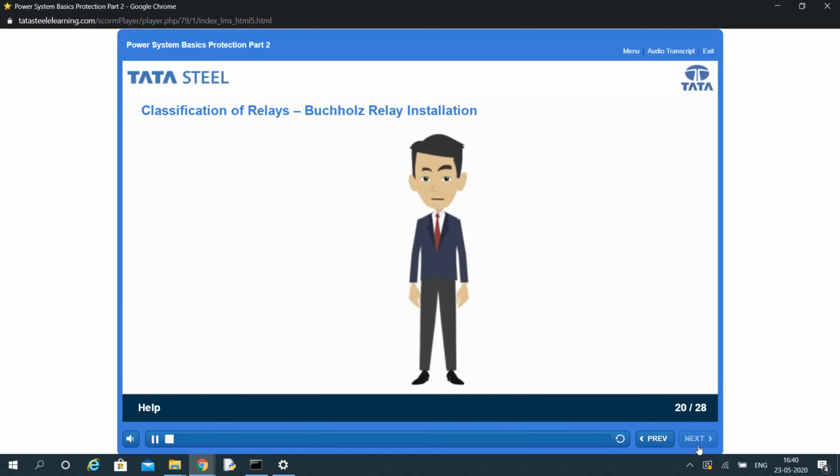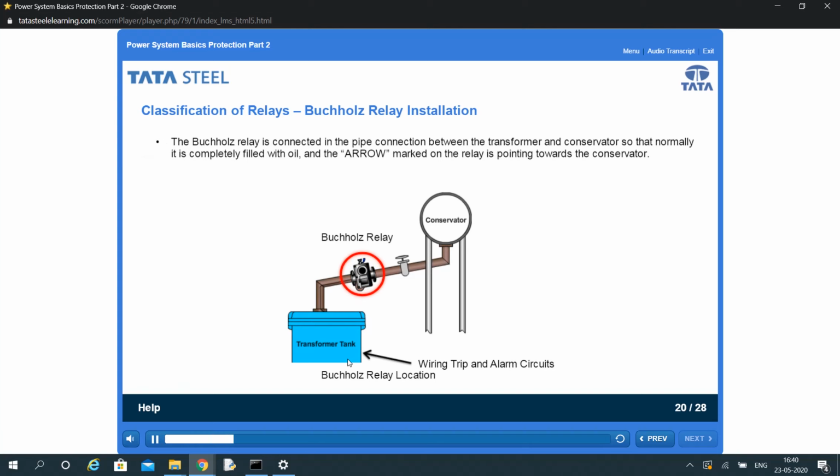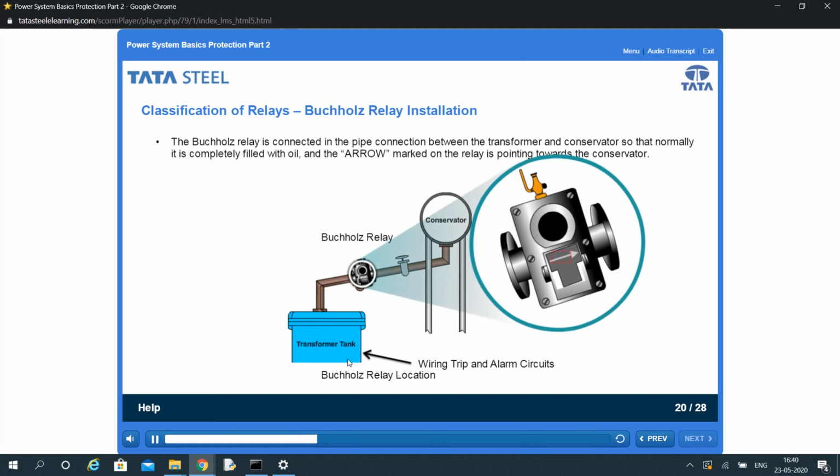Let us now look at the installation of Buchholz relay. As you can see here, the Buchholz relay is connected in the pipe connection between the transformer and conservator, so that normally it is completely filled with oil and the arrow marked on the relay is pointing towards the conservator.